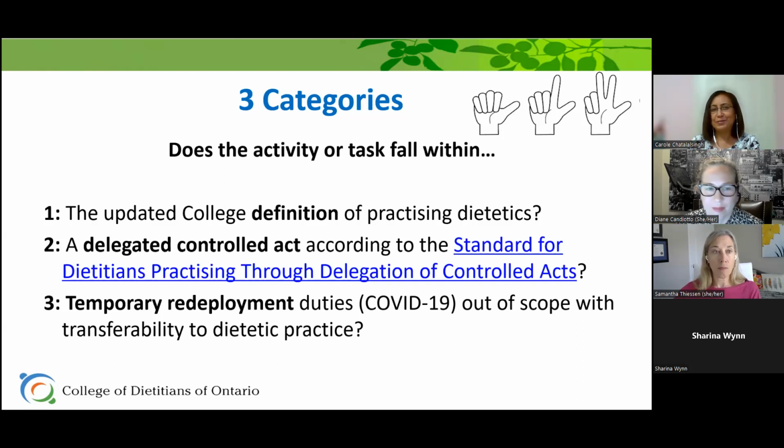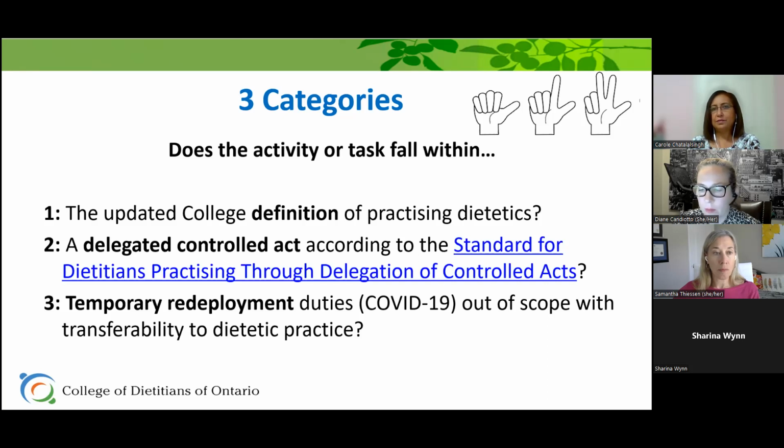So I'm just going to introduce them and then we'll talk about each one. The three categories are based on the following questions. First, is what you're doing related to the definition of practice in dietetics, the revised definition as Diane just introduced? The second category is if what you're doing is related to a delegated act as per our delegation standard. Or the third is if what you're doing has transferability to dietetic practice based on the competencies.